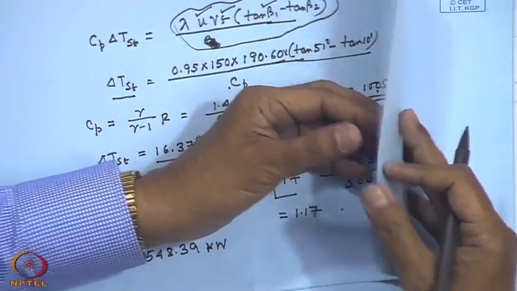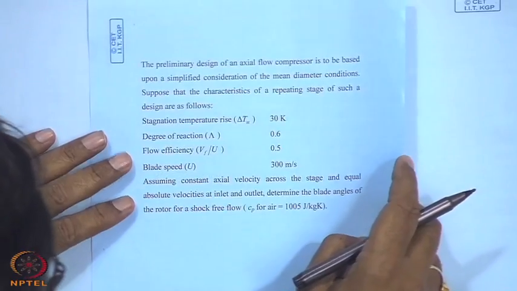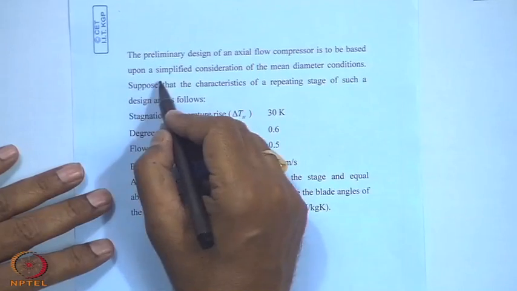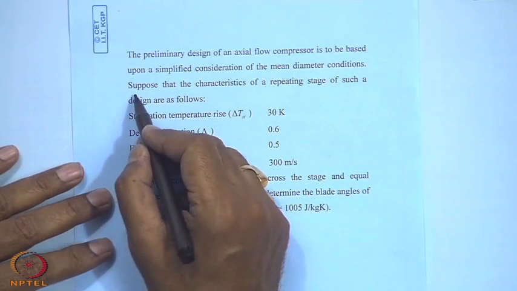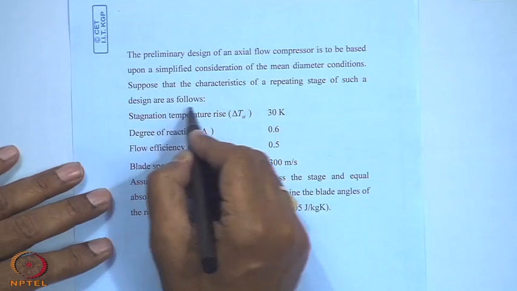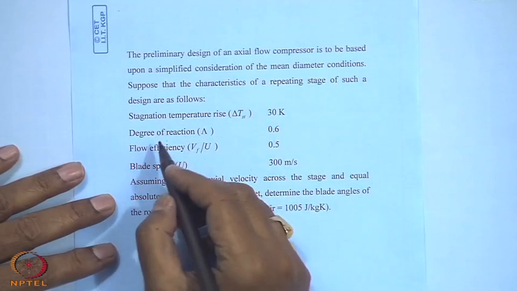work with. Next, another problem I will tell you, where you have some idea about the degree of reaction. Okay. So, this problem is this: the preliminary design of an axial flow compressor is to be based upon a simplified consideration of the mean diameter conditions. Suppose that the characteristics of a repeating stage of such a design are as follows. That means a particular stage, these are repeated for different stages.